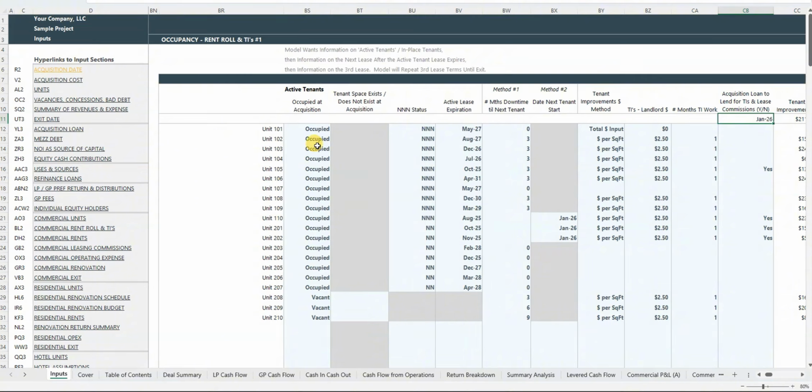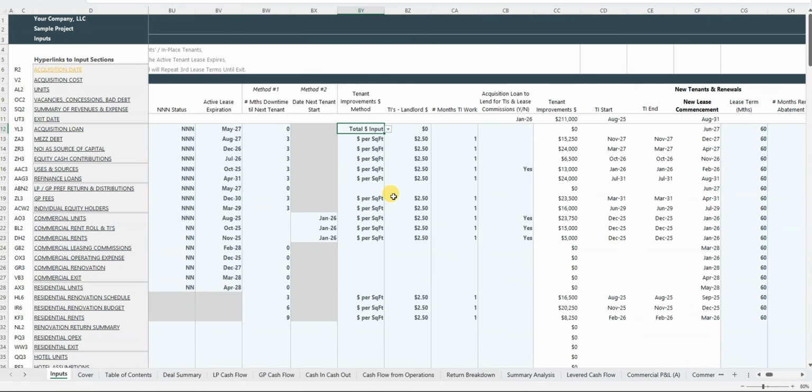I can tell the model the status of the unit at the acquisition, whether it's occupied or vacant. And if it's vacant, the model actually asks you, well, why is it vacant? Is it vacant because it's empty space that's existing, or is it a future development? For now, I'm just going to put empty space for each of these. And it wants to know the status of the lease agreement details of all of your active tenants. So for all these that are occupied, I'm inputting whether they are triple net or double net or gross. When does the lease expire? What's the assumed downtime between tenants until your next tenant gets in there? If it's a renewal, you can just put 0.